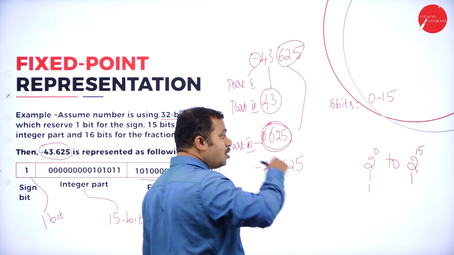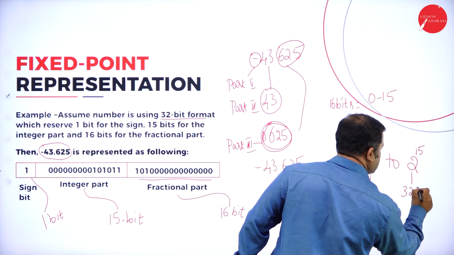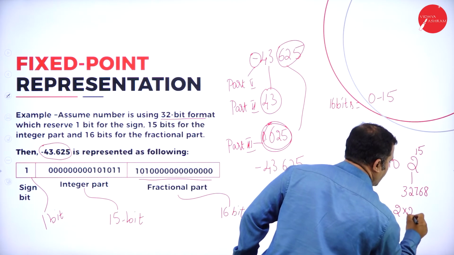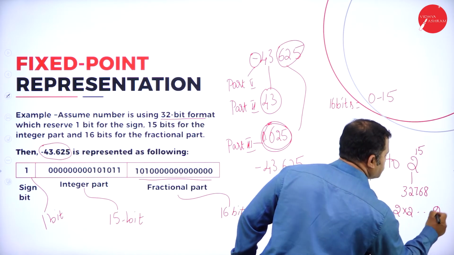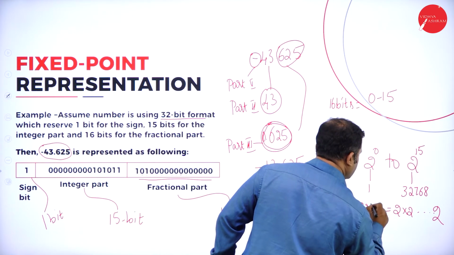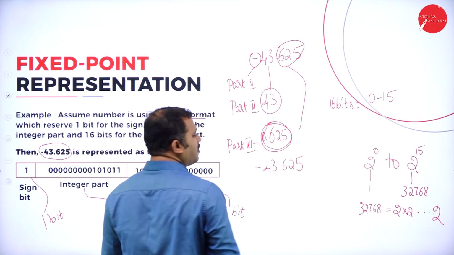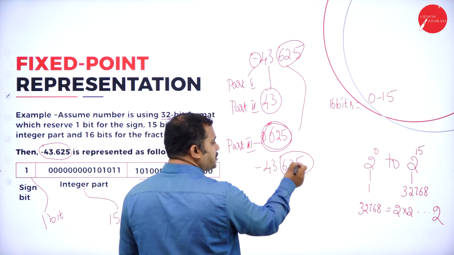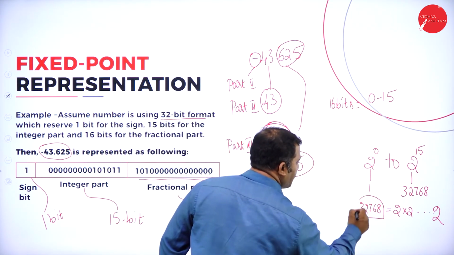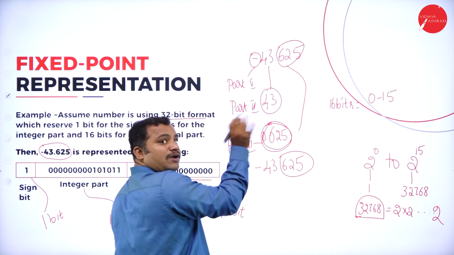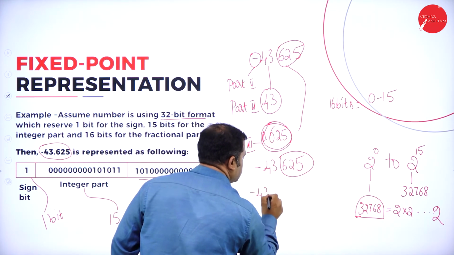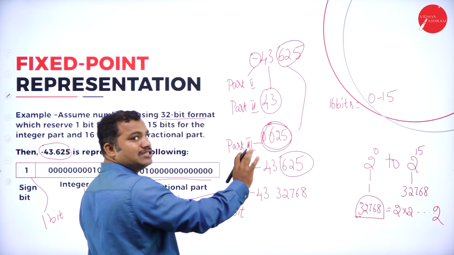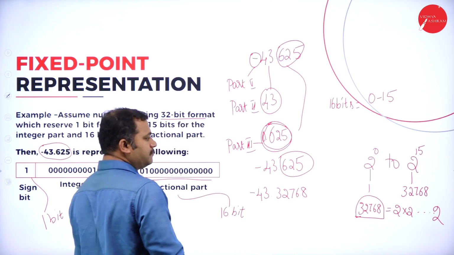It is 32,768. You can calculate it. If you multiply it 15 times, you will get the value 32,768. So that is the value I can represent after the decimal point, in the fractional part, as the maximum value in this case, in the 32-bit format. That is minus 43.32768. This is the maximum value I can store here in this 32-bit format.